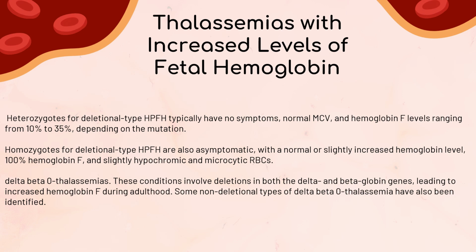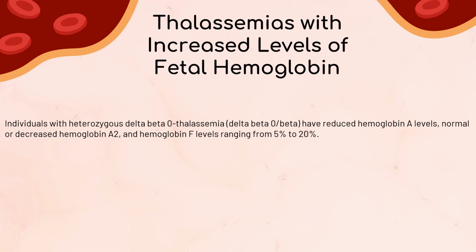Now, let's turn our attention to delta-beta-0 thalassemias. These conditions involve deletions in both the delta and beta-globin genes, leading to increased hemoglobin F during adulthood. Some non-deletional types of delta-beta-0 thalassemia have also been identified. Individuals with heterozygous delta-beta-0 thalassemia, delta-beta-0/beta, have reduced hemoglobin A levels, normal or decreased hemoglobin A2, and hemoglobin F levels ranging from 5% to 20%.